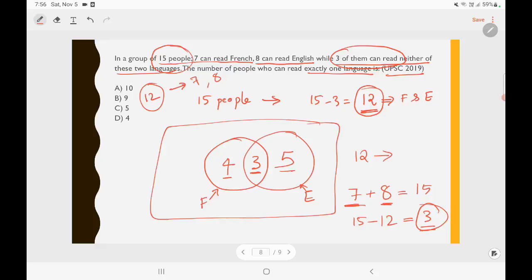Okay. So here it has asked the number of people who can read exactly one language. So the persons who can read only French is 4, and persons who can read only English is 5. So 4 plus 5, you will get 9, and 9 is the correct answer.